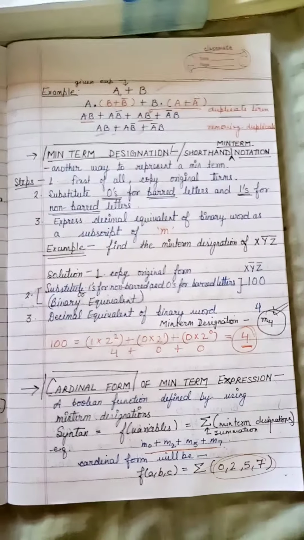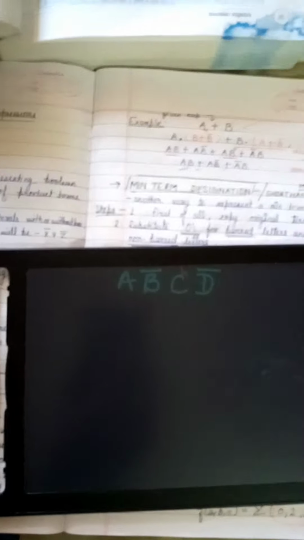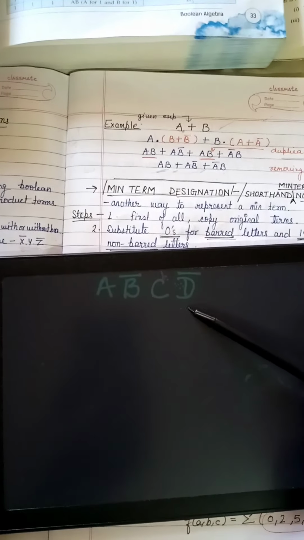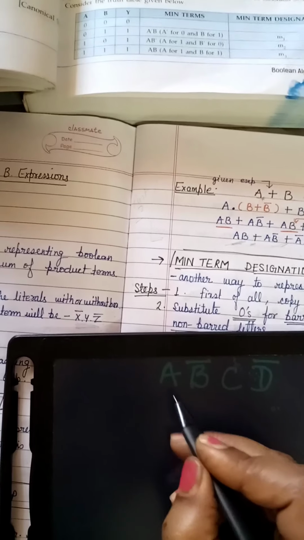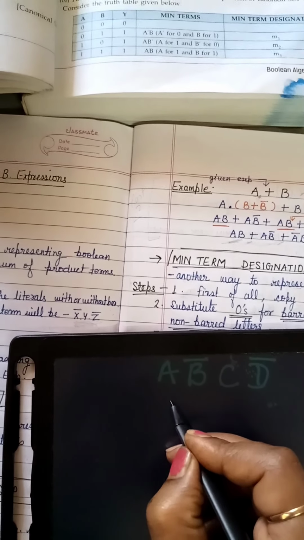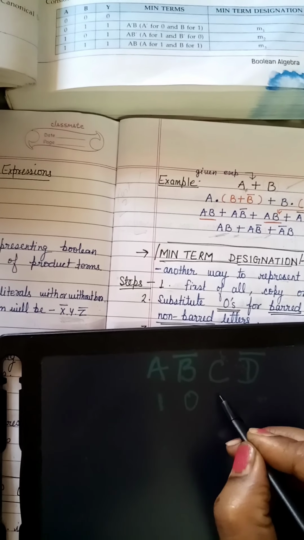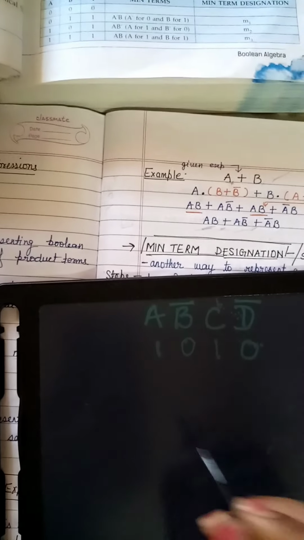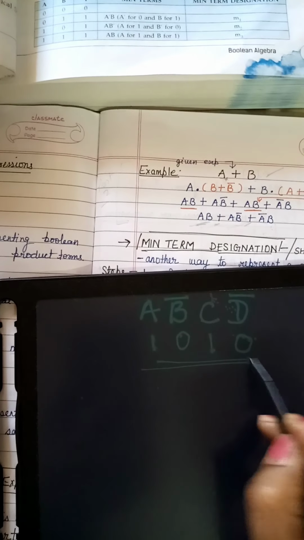Okay, fine. Now suppose you have to calculate the min-term designation of a, b bar, c, d bar. What will be the first step? You will copy down the original term. This is the original term I have copied. Now you will substitute uncomplemented variables with 1. So a is 1, b bar is 0, c is 1, d bar is 0. Now 1 0 1 0, what will be the decimal equivalent of this?